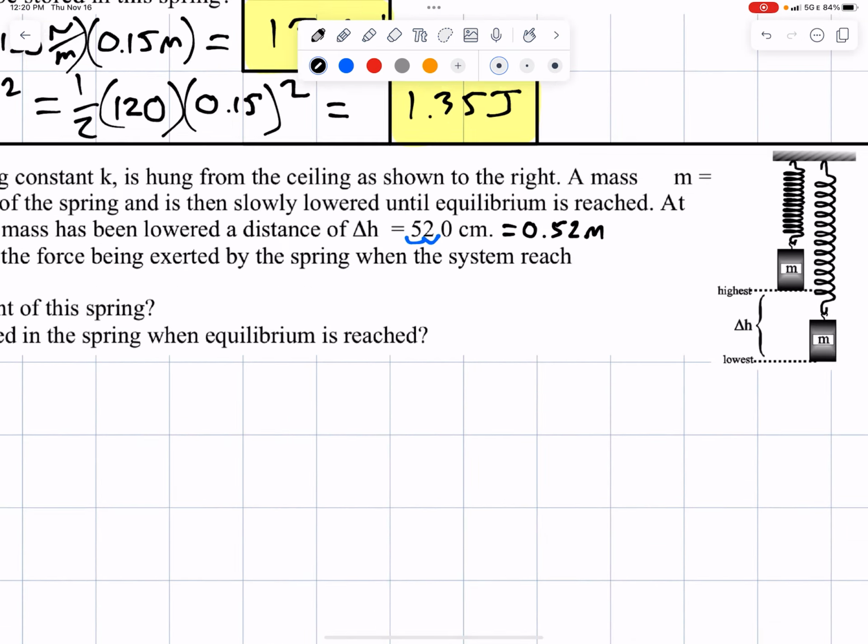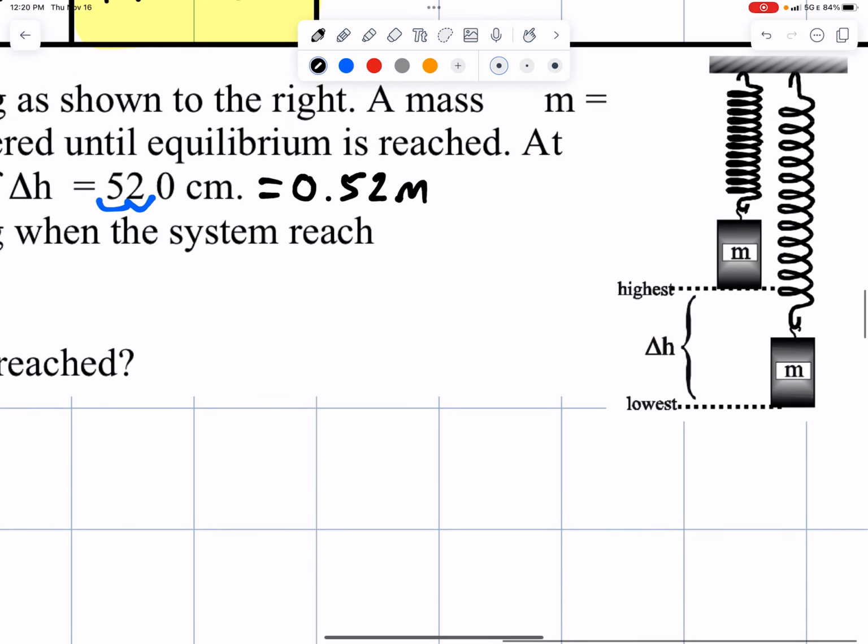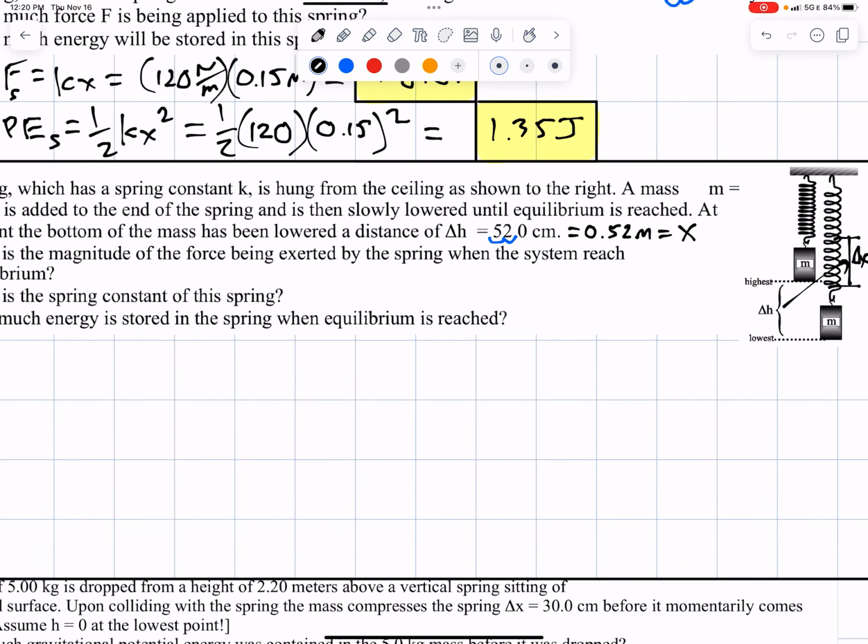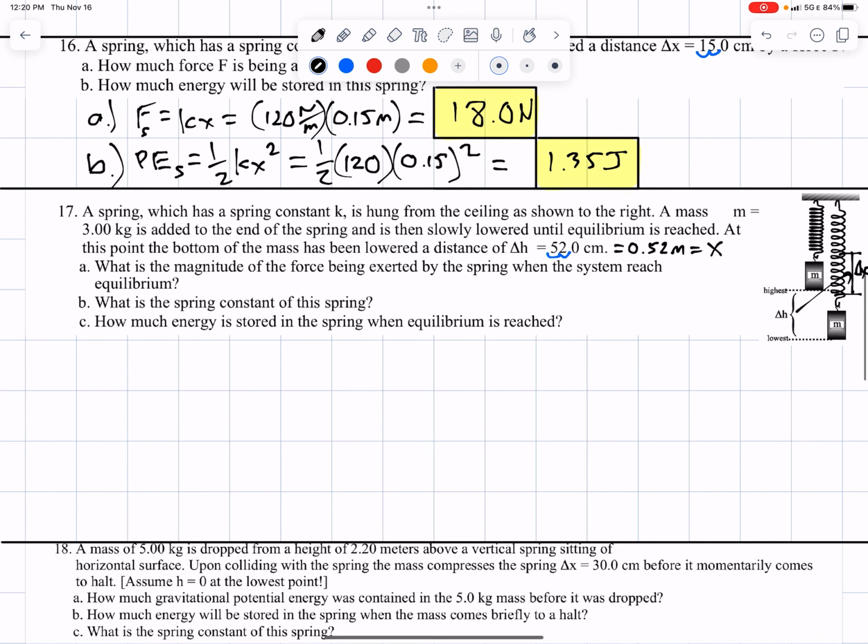Okay, something to note: if the height changes for the block, that's also the same distance. This right here, that delta H is the same as delta X. That's the same as X, sorry, not K. That's the same as X, the distance the spring stretched. So the height it's lowered is the same distance as how much the spring got stretched. So it says part A, what is the magnitude of the force exerted by the spring when it reaches equilibrium?